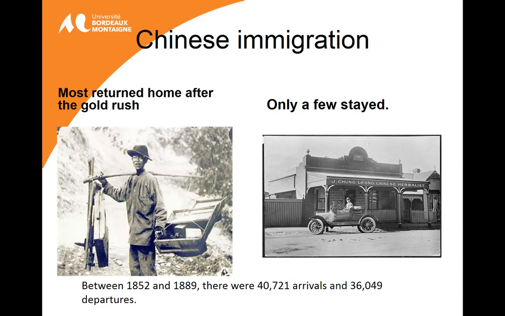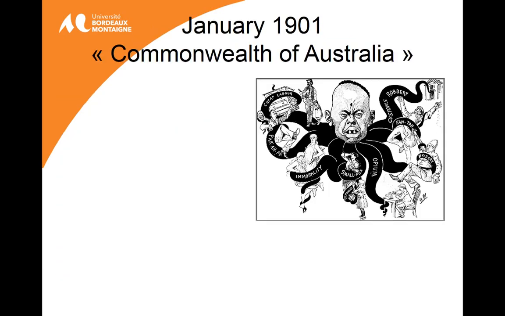As you probably know, the Chinese weren't welcome in Australia. As you can see, this is a cartoon to show you the fear of the Chinese. They were referred to as the Yellow Peril.